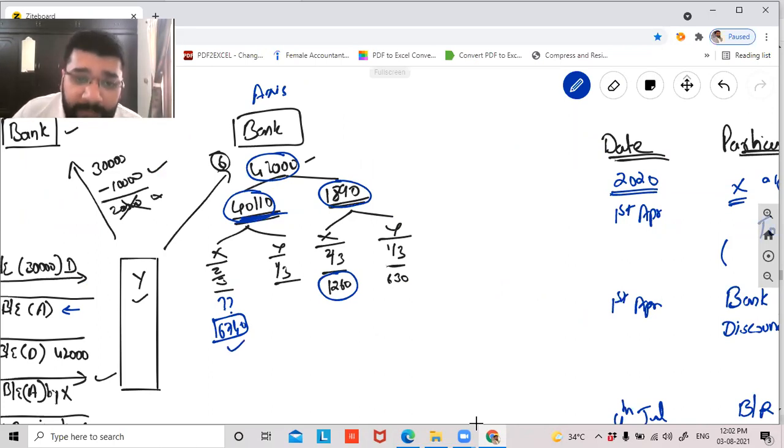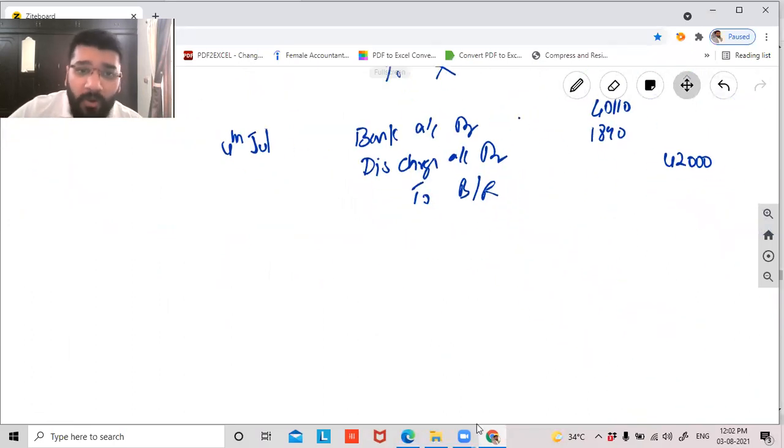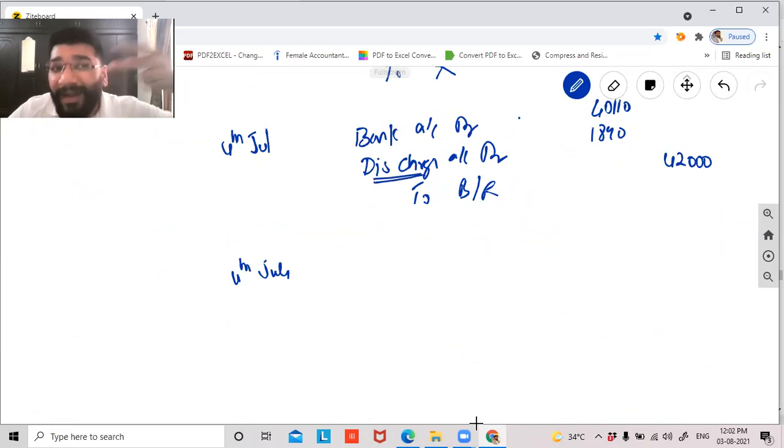And when this amount is being given, guys, we will proportionately try to recover this expense from X. 2/3 of the money is to be enjoyed by X, so 2/3 of the expenses which Y has incurred are also to be recovered from X. So now, guys, what will be the entry? When the amount is sent on 4th of July, in the discounting charges, 2/3 has to be recovered from X.